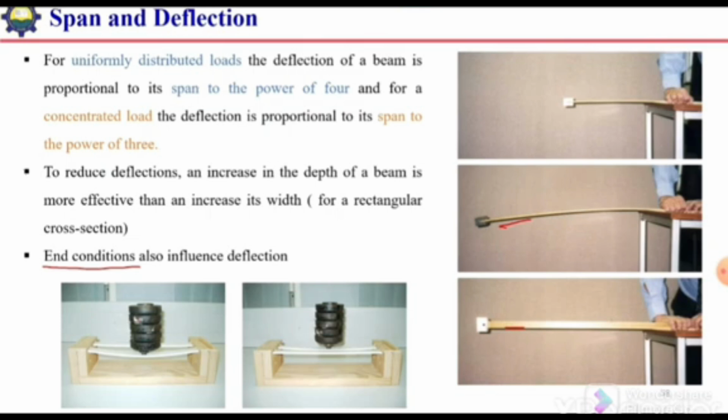But in the case of a fixed-ended beam, the bending moment at the center will be WL² over 24. So in that case the deflection at the mid span will be less. So just by changing the end condition we can improve the stiffness or reduce the deflection. Here it is simply supported, so the deflection is large, and in this case the ends are fixed, so the deflection will be less.